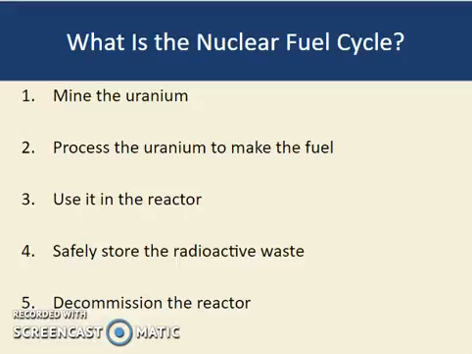So what does it take? Basically, what's the life cycle of nuclear fuel? Well, we got to get the uranium. We got to get the fuel source. Once we mine the uranium, we got to process it. We got to put it in the fuel rods. We got to enrich it. Then we're going to have to use it. We're going to have to store the waste. And eventually we're going to have to decommission the reactor.